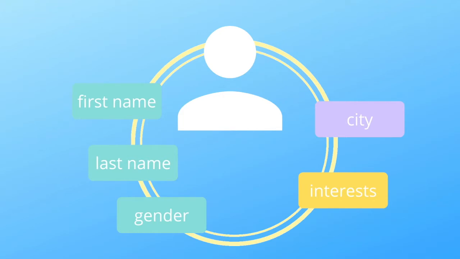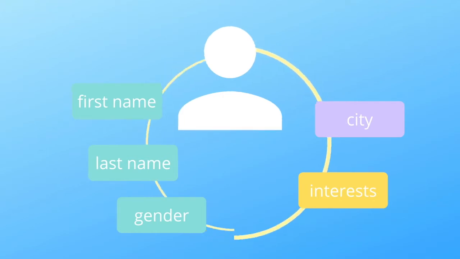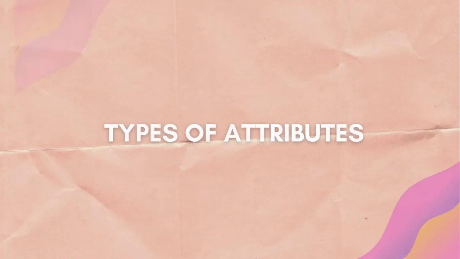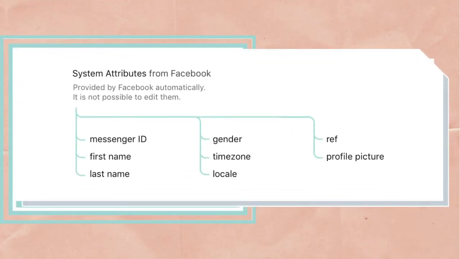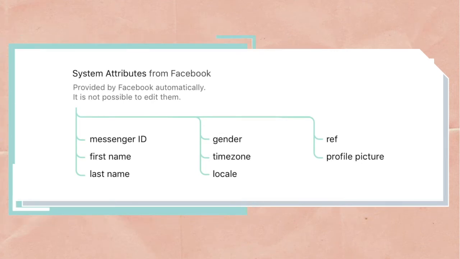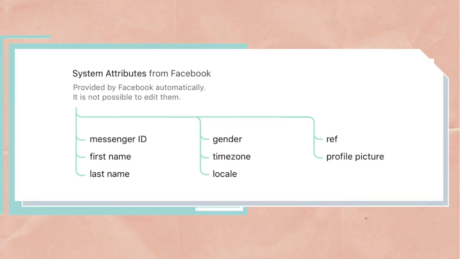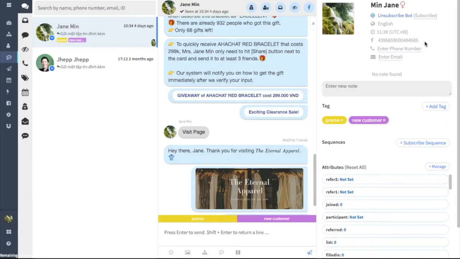Now let's discuss the types of attributes that you can use. There are different types of attributes according to use, and we are going to discuss each of them and their use. The first one is the system attributes. It is available in every bot and contains all the information the bot receives about a user from Facebook, which you can't modify. You can find these sample attributes in the audience section of your bot's menu. The following are examples like Messenger ID, gender, and profile picture. Again, these are on default and are automatic.